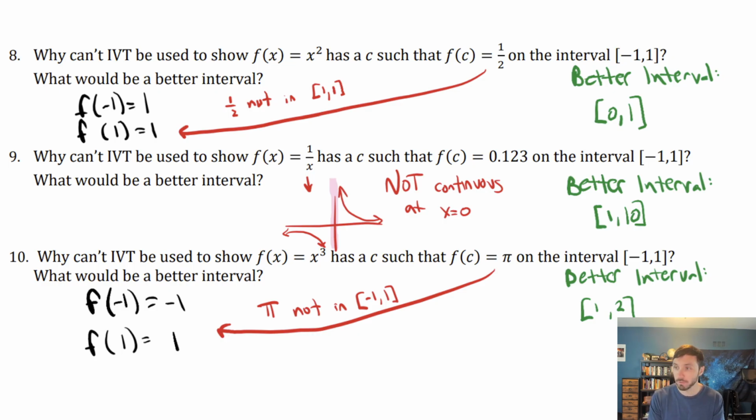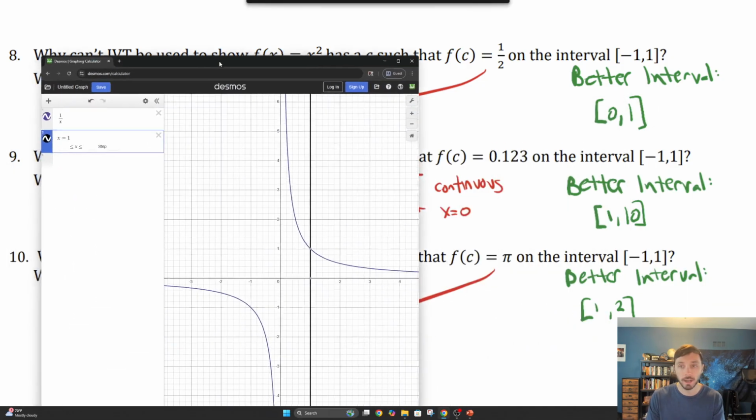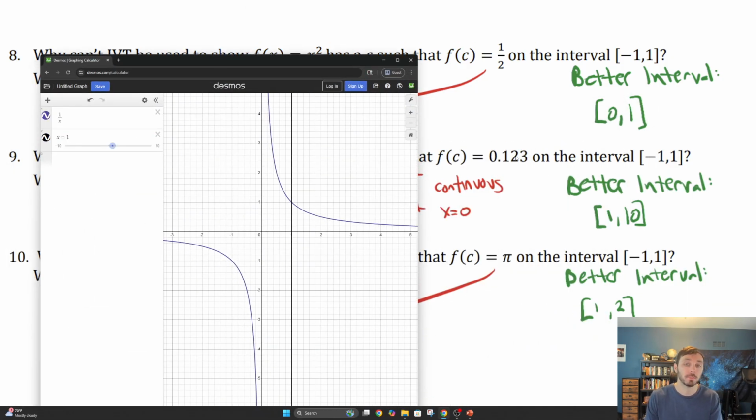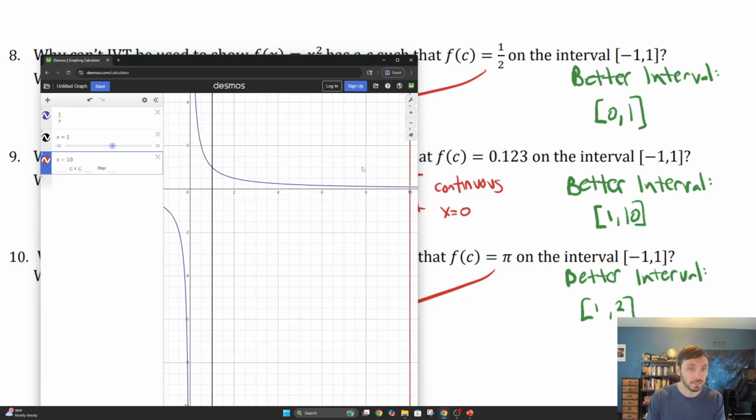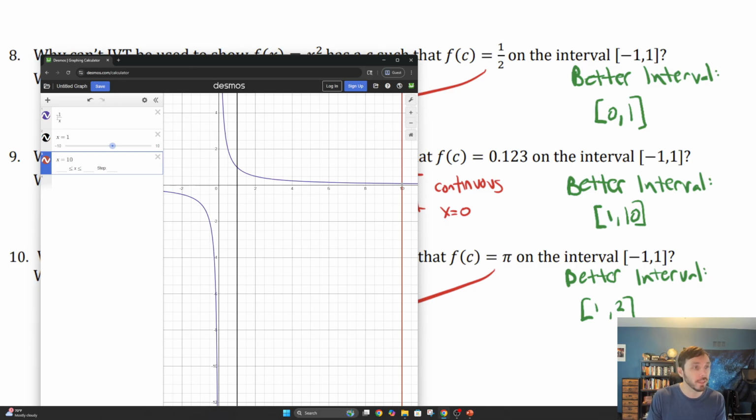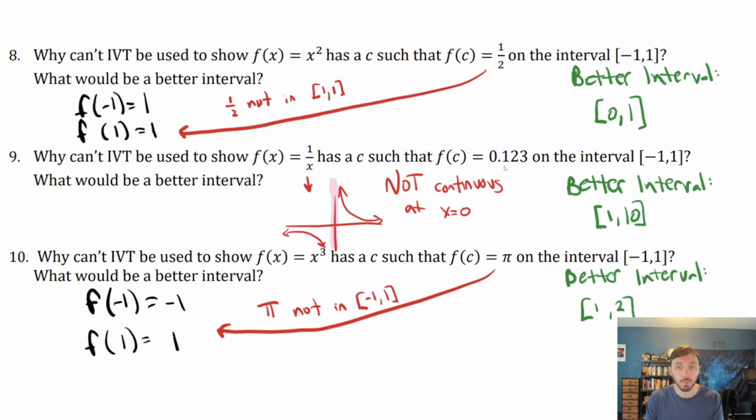So if I were to graph 1 over x and consider when x is equal to 1, I want to contain 0.123. So I want to go as low as, where's 0.123? I want to go down here, right? I want to go down to like 8.13. So I can just stop at 9 if I wanted to cut it close. If I wanted to keep going, I can go to 10. That's a little safer, right? Because f of 1 is just 1, and f of 10 is 1/10, which is 0.1. And 0.123 is between 0.1 and 1. So a better interval is from 1 to 10.